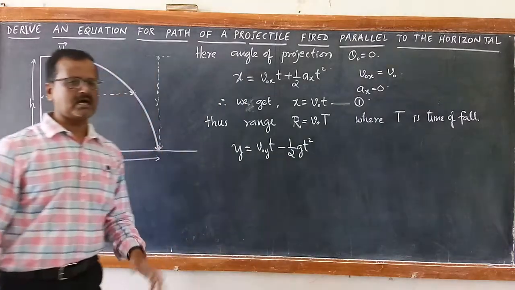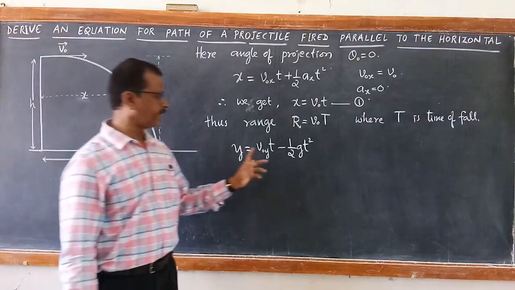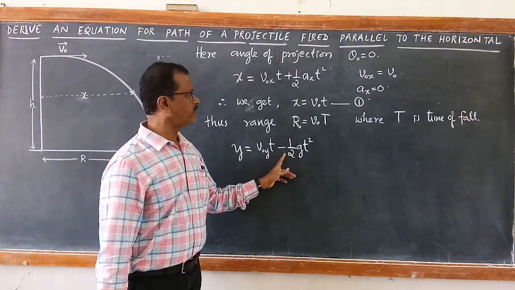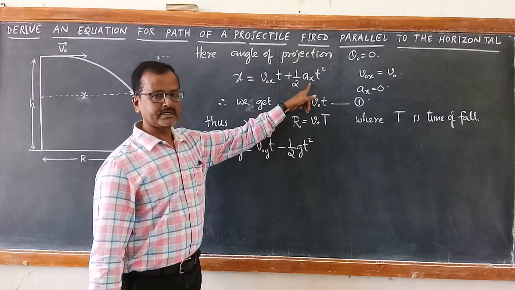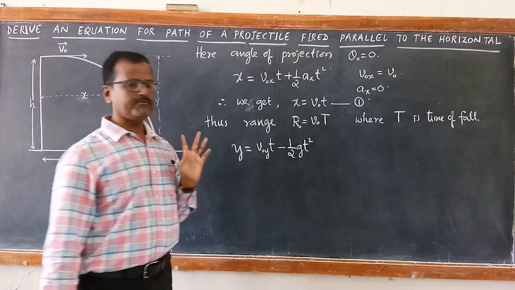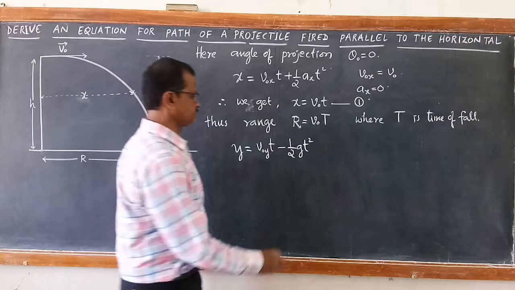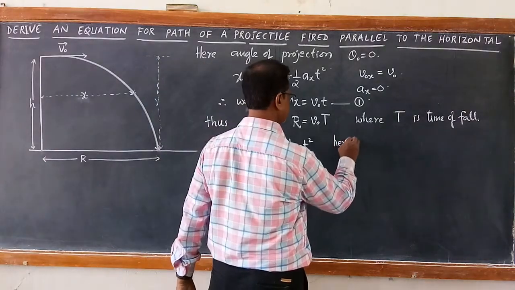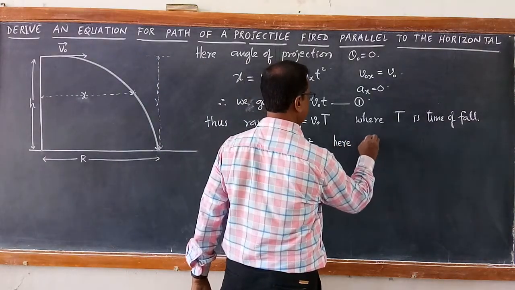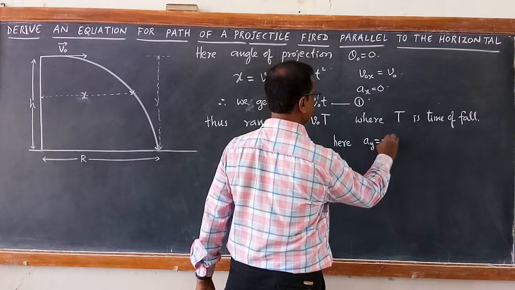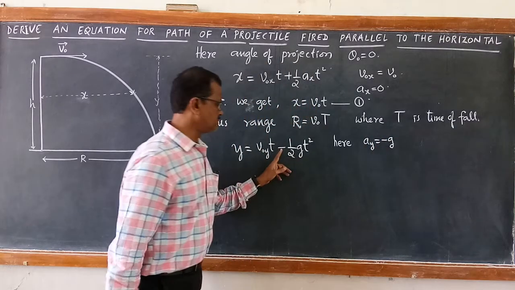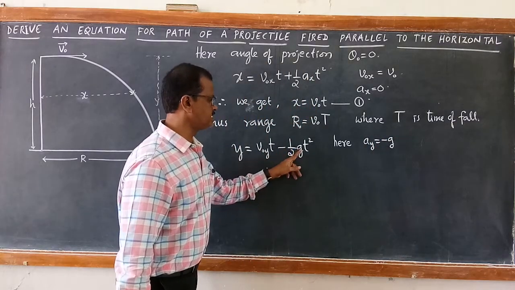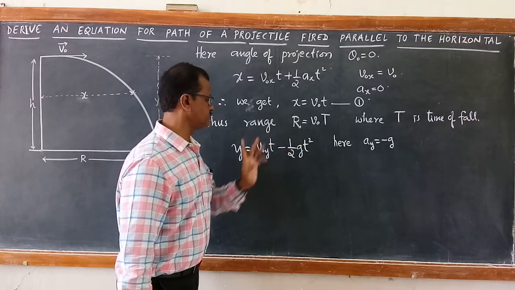Why is it minus half g t square? I have told you already. The x component of acceleration of the projectile is 0. The y component of acceleration of the projectile a y is equal to minus g. Therefore, it becomes half into minus g into t square. So minus half g t square.